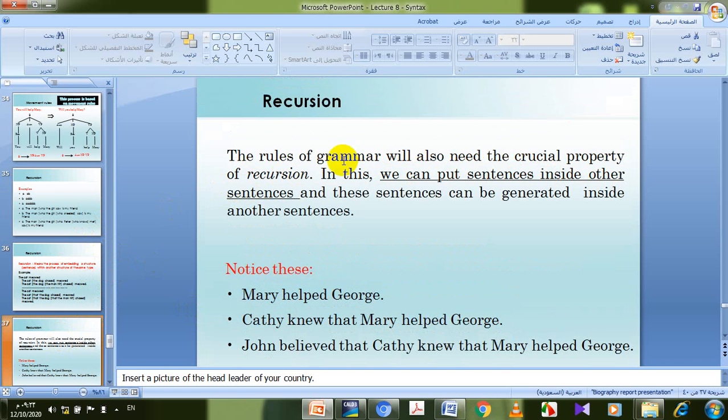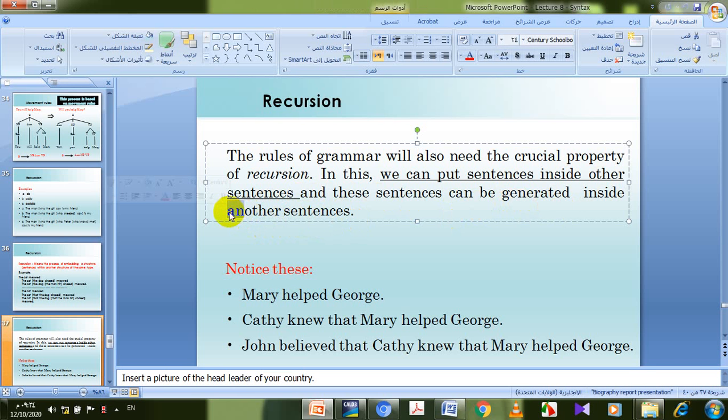The rules of grammar will also need the crucial property of recursion. In this, we can put sentences inside other sentences, and these sentences can be generated inside other sentences. So this is recursion.